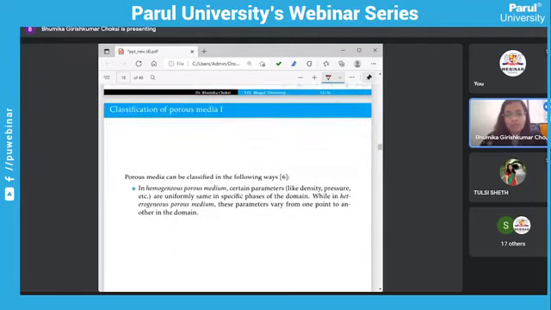And based on these properties, there are basically two types of porous medium. There are other porous mediums also, but I'm not going into that part. I'm focusing on these two types of porous medium, homogeneous and heterogeneous. What is the difference between homogeneous and heterogeneous? The word itself says homogeneous means whatever the parameters, certainly we are focusing on density, pressure, permeability, porosity, whatever the parameters are, they are uniform or the same in a specific region of the domain. So that is called homogeneous porous medium.